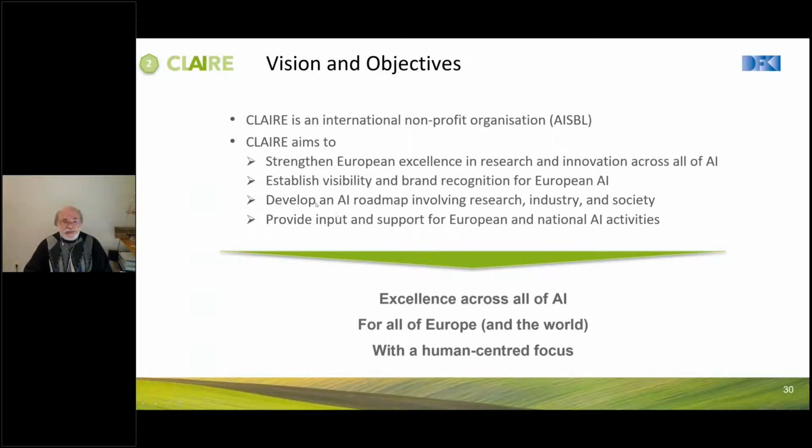Develop an AI roadmap. There are a lot of these transcontinuum initiatives, and all of that is closely linked to that, and we hope we can provide good input to that. And of course, provide input and support to the European Commission, and also, and that's really important to us, the national AI activities, and link them with what happens at the European level.